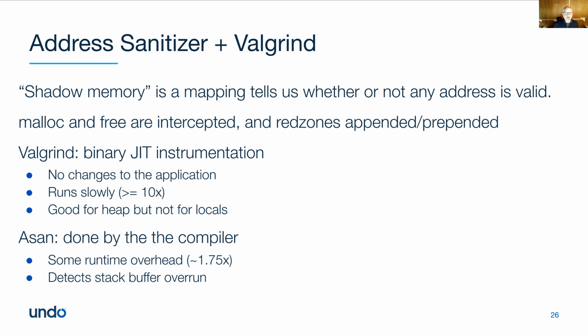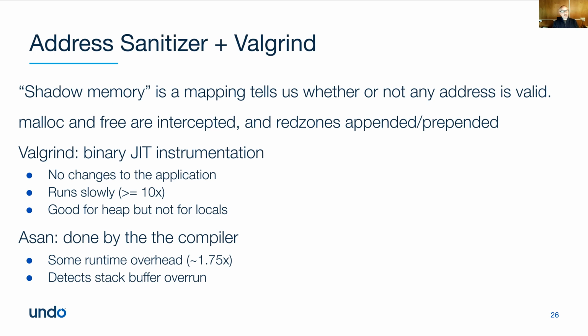Right, address sanitizers. Let's go quickly through this. And Valgrind. So these are the dynamic checkers, right? And they work in the same way. They essentially give you a map of which addresses are valid and which are not. You might think, well, that's what the page table is for, right? So why don't we just use that?